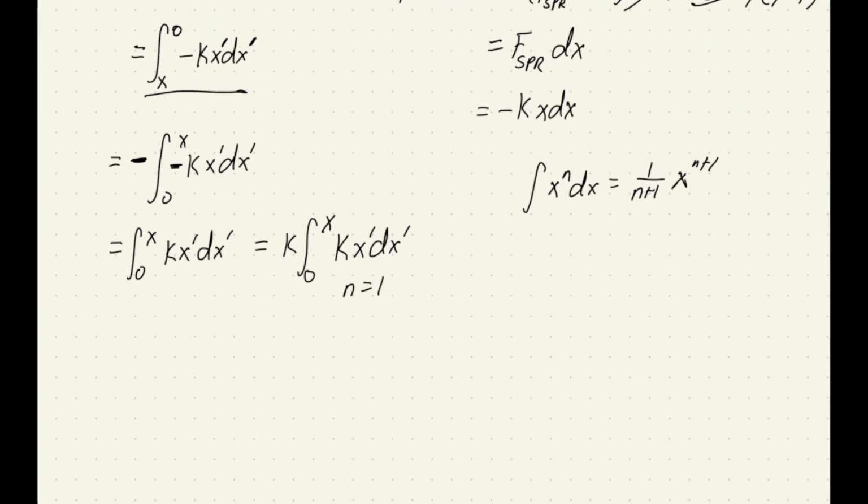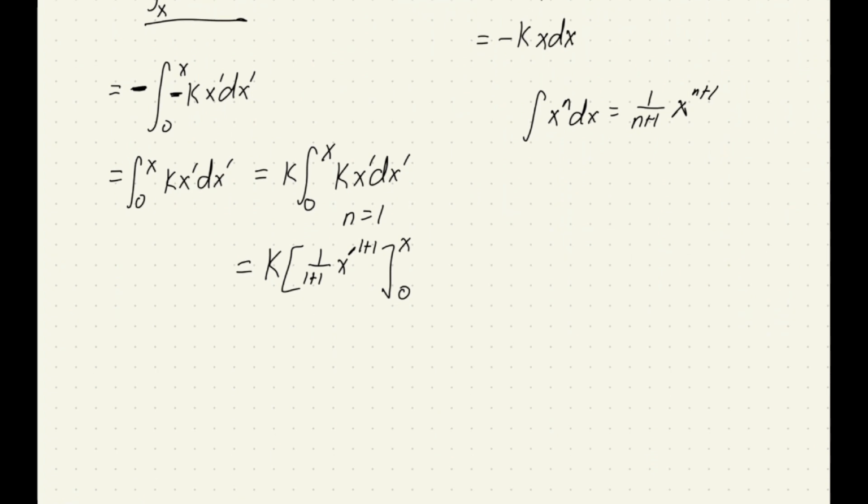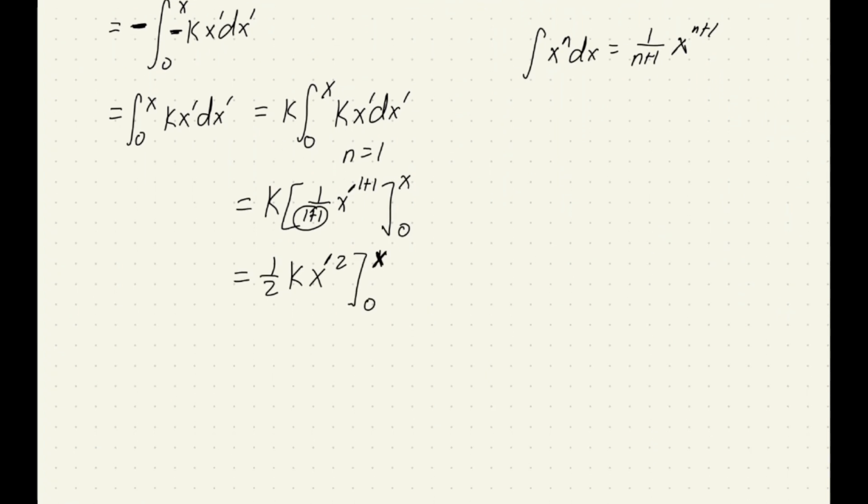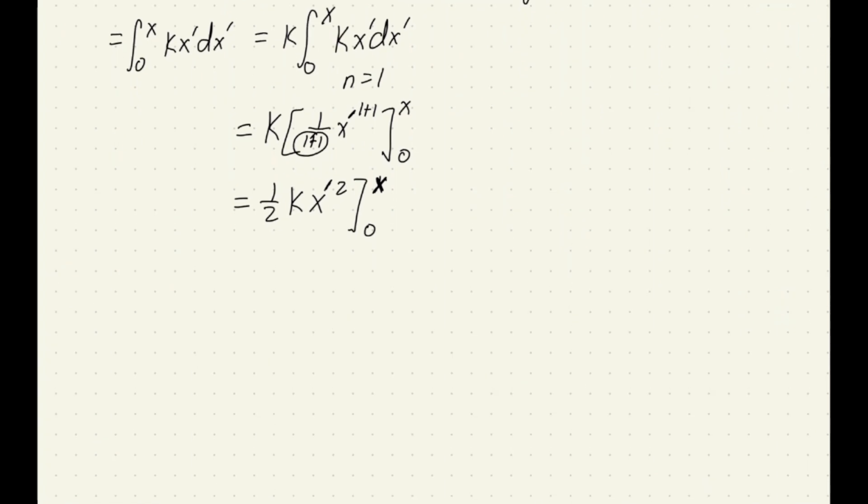When I apply that formula to it, I get k times 1 over 1 plus 1 times x prime to the 1 plus 1, and that will be evaluated at 0 and x. So 1 plus 1 is 2 down here, and I get 1/2 k times x prime to the power of 1 plus 1, which is squared. And we're still evaluating at the limits of 0 and x. So now I'll plug in those limits, and you can see the x prime goes away, it becomes an x. I get 1/2 k x squared minus 1/2 k 0 squared, and that whole term goes away.